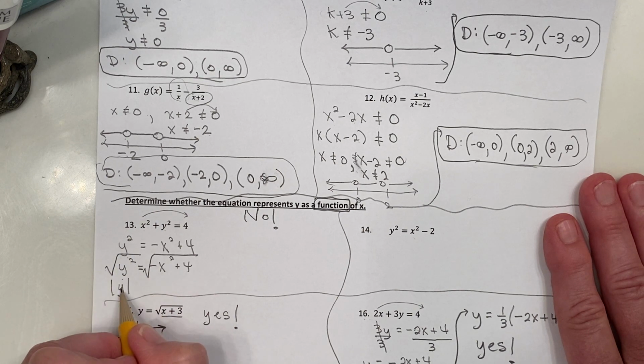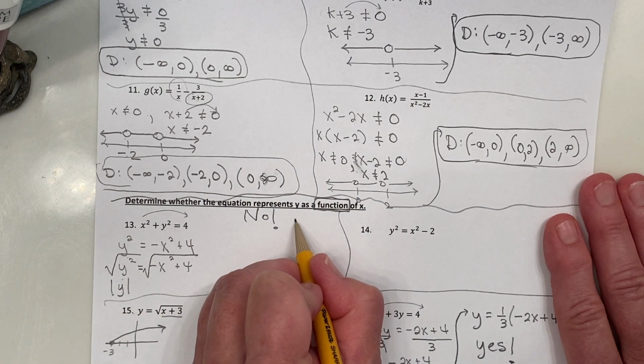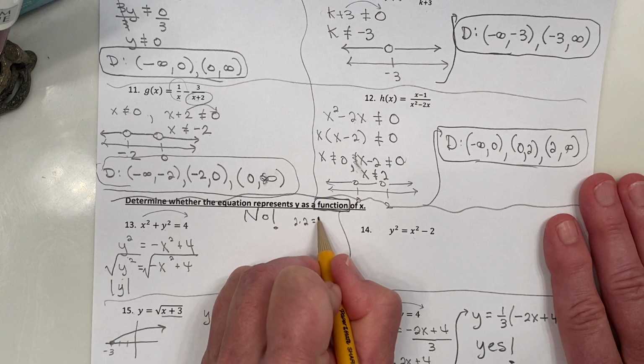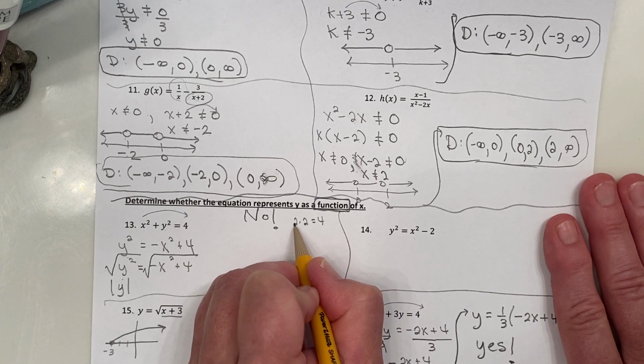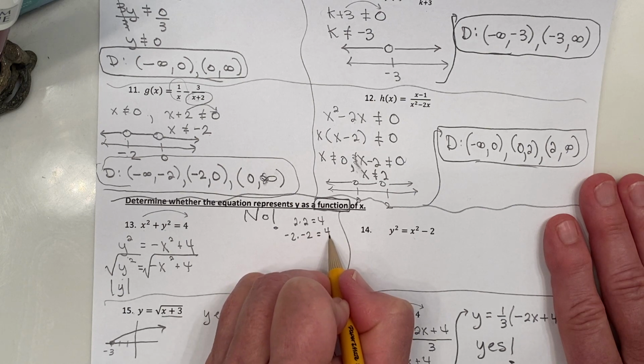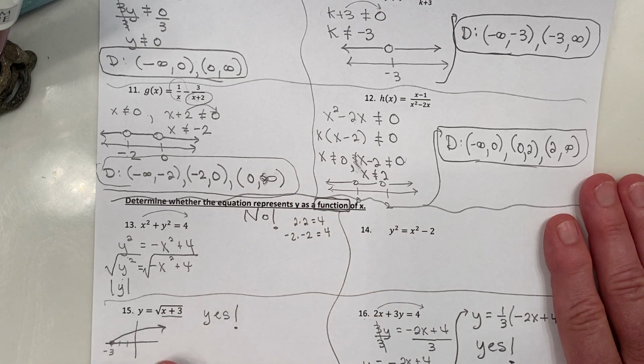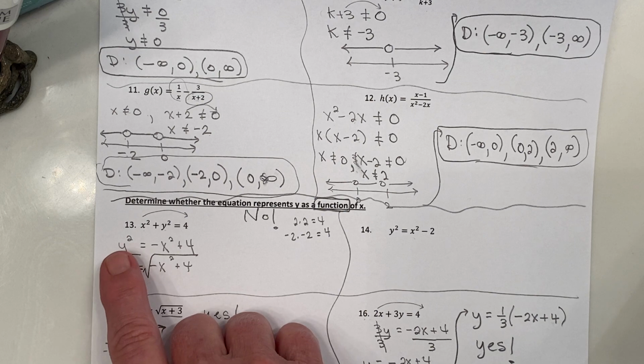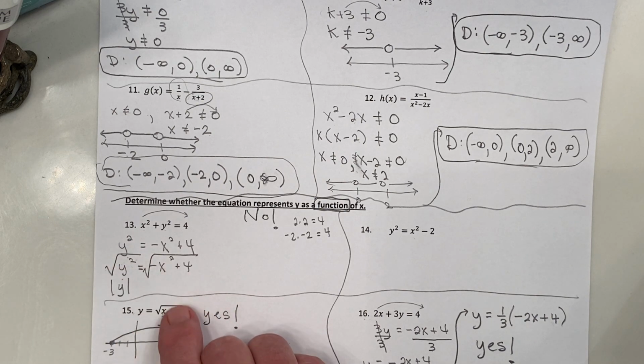There are two solutions that can happen with even roots. And I want you to just think about it. 2 times 2 is 4. 2 is positive. What about negative 2 times negative 2? That's also 4. So when you have an even exponent, there's a possibility of having two solutions.